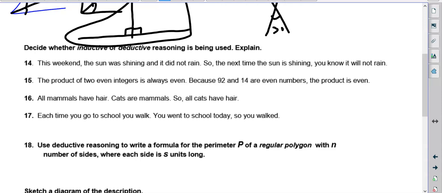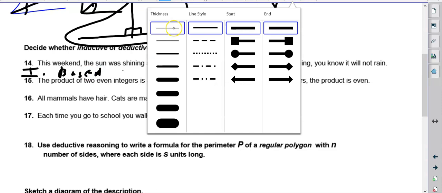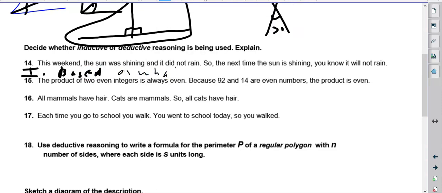All right, so this weekend the sun was shining and it did not rain. So the next time the sun is shining, you know it will not rain. Now, can it rain when it's shining? Of course it can, but you're basing this on what you've already seen. So that is inductive reasoning. It's based on what you've seen, or what you observed.